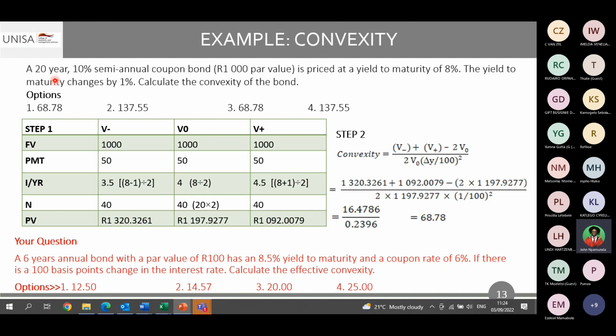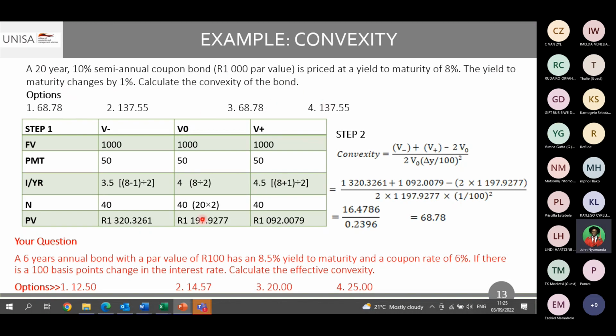So we're saying a 20-year 10% semi-annual coupon. Remember, Yumna will be angry with you when you forget semi-annual. I'm telling you, I won't be angry, but Yumna will be angry that she spent time telling you about semi-annual. 1,000 par value is priced at a yield to maturity of 8%. The yield to maturity changes by 1%. To calculate the convexity, these are the options.